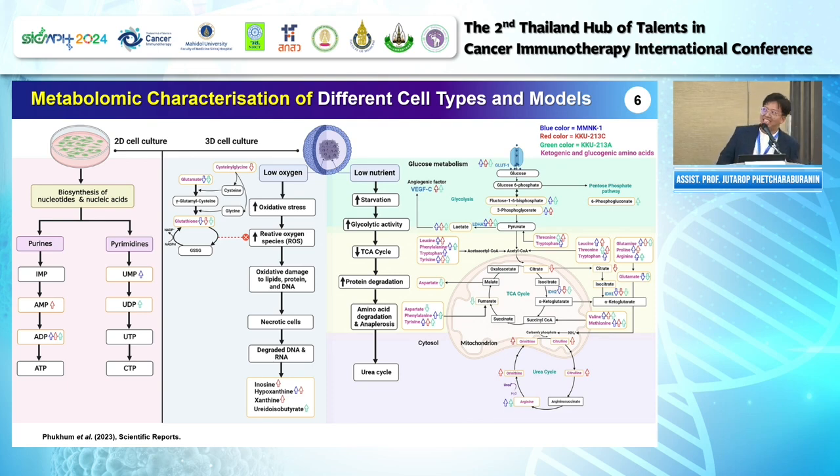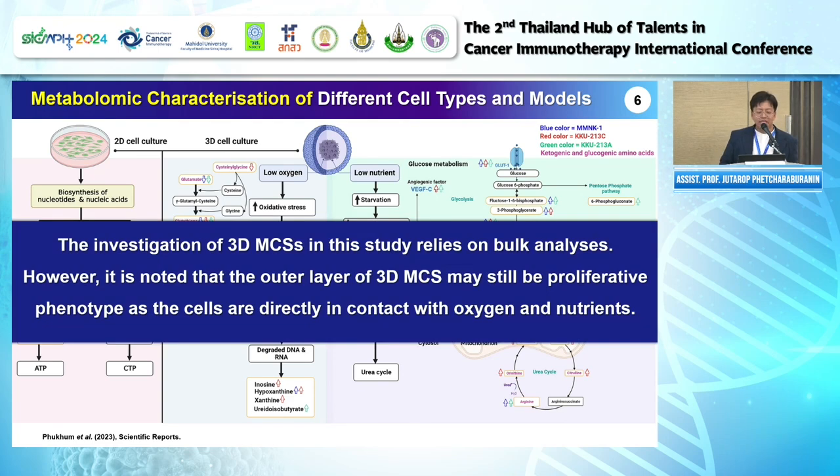And for 3D, as you can see, not only purine and pyrimidine metabolism, but other metabolisms like energy metabolism involving the TCA cycle, glycolytic activity, protein degradation, this kind of thing, are all affected. Because the 3D spheroid structure is composed of many subtypes of cells, especially at the necrotic core. In this study, we investigated the signature of the 3D multicellular spheroids relying on bulk analysis. We haven't done single cell analysis yet, so we just need to keep bearing this in mind.